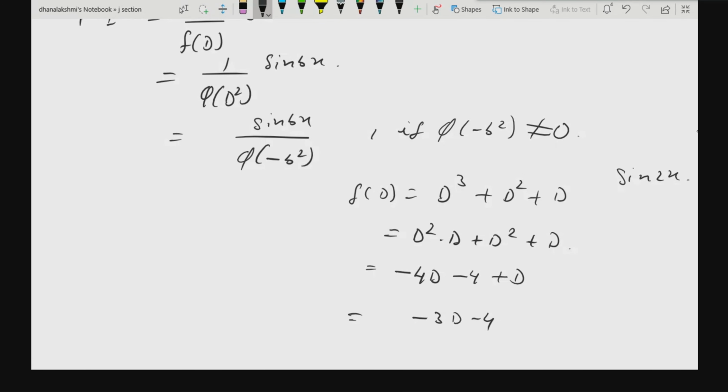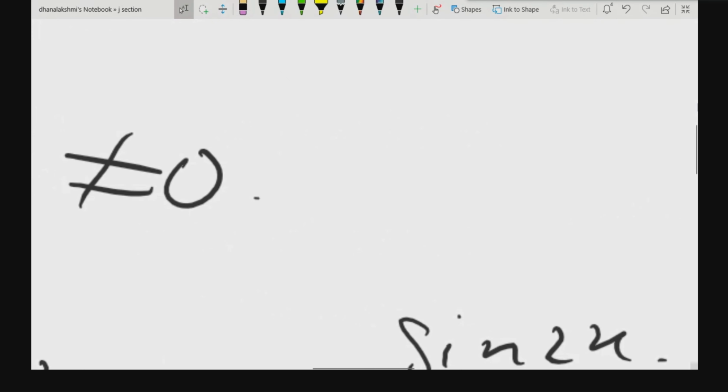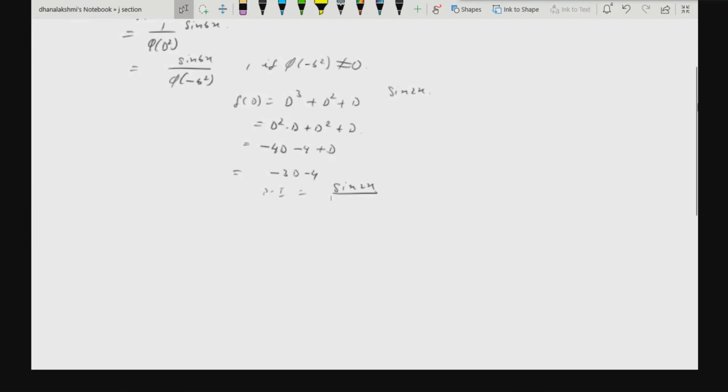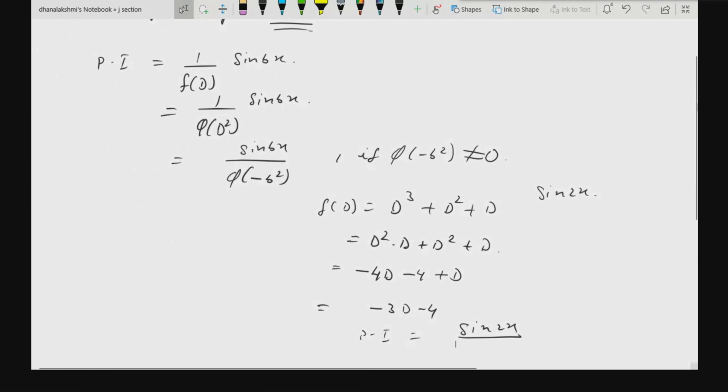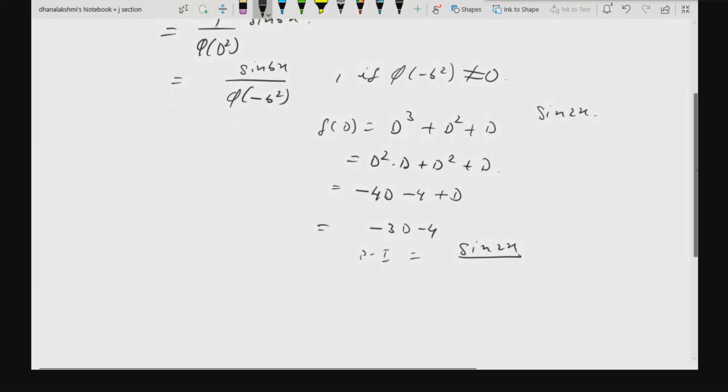So this is not equal to 0. In this case the particular integral will be sine 2x by f of D, where you have substituted your f of D in terms of D square. So this will be minus 3D minus 4. That means you can take the minus sign common, and this is minus sine 2x by 3D plus 4.